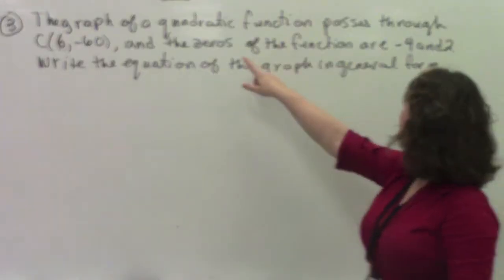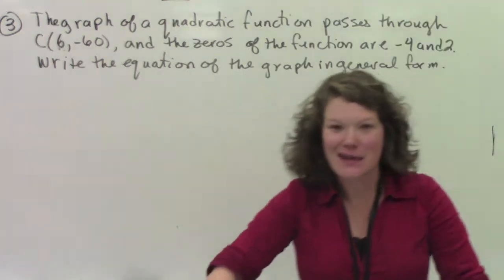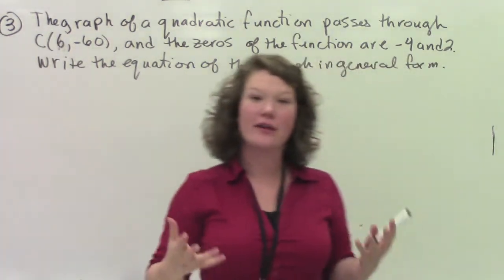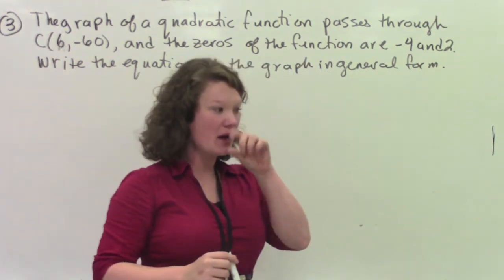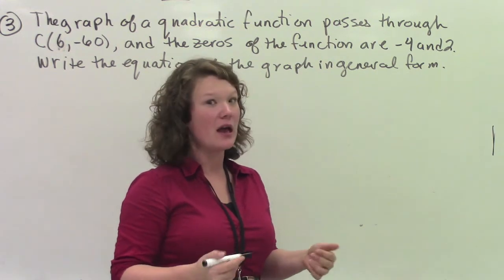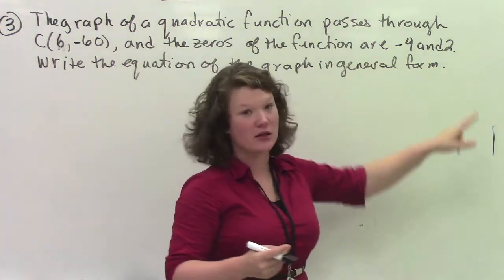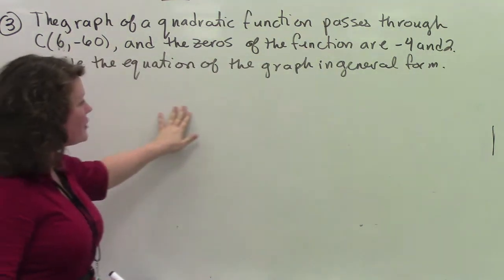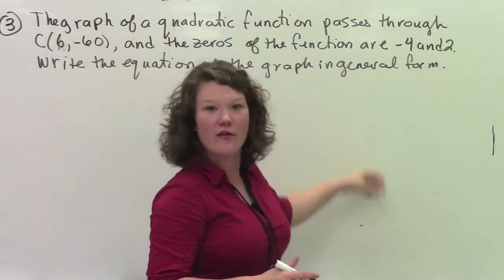So number 1, the zeros of the function. Guys, that is just the x-intercepts, all right? And we know how they look when we factor it. When we factor a quadratic function, how can we use this information to help us develop that? Write the equation of the graph in general form.